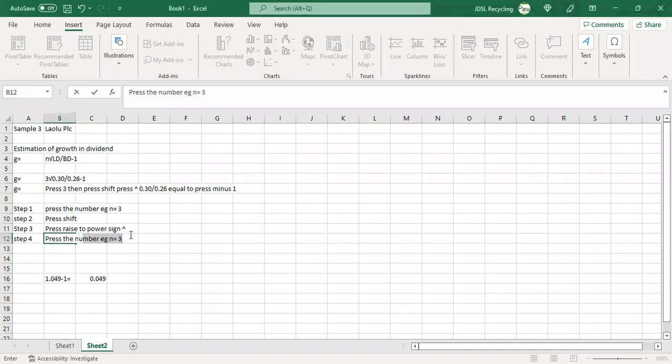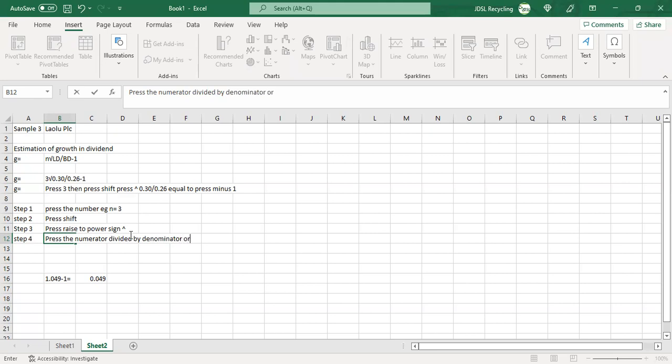Next step, we press the numerator divided by denominator. Sorry, please, can somebody remind me? The number at the top is called what? Numerator. I'm right, right? Yeah, numerator. Numerator divided by denominator.